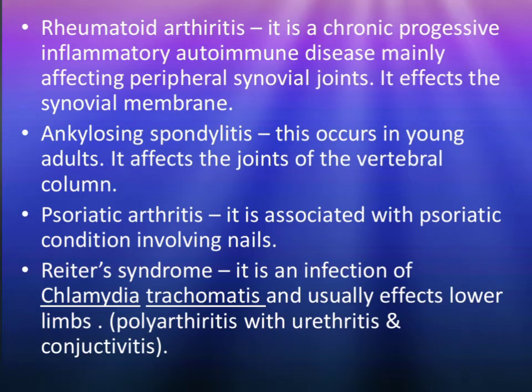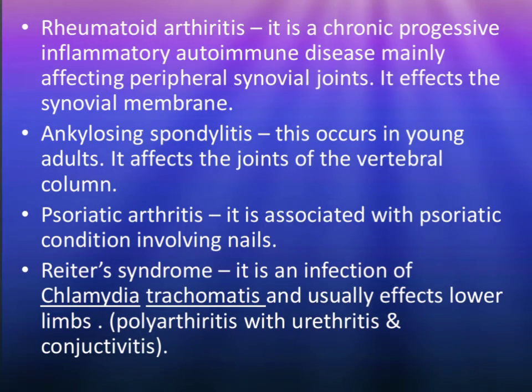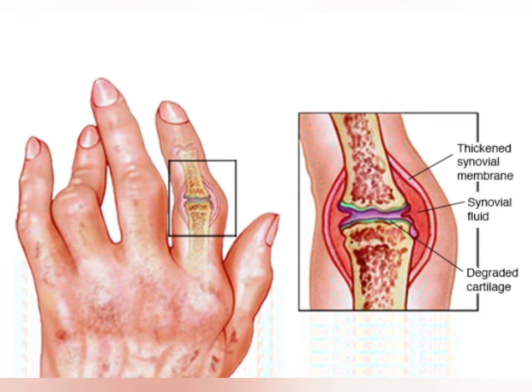Now coming to rheumatoid arthritis. Rheumatoid arthritis is a chronic progressive inflammatory autoimmune disease mainly affecting peripheral synovial joints. It affects the synovial membrane.